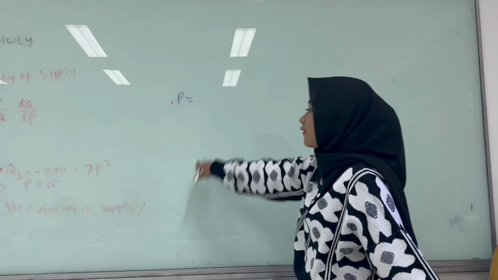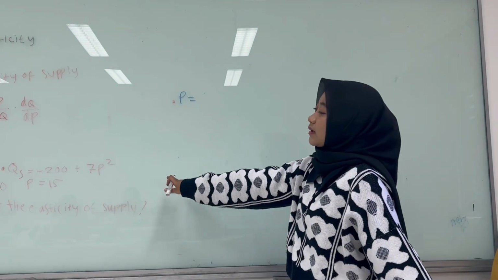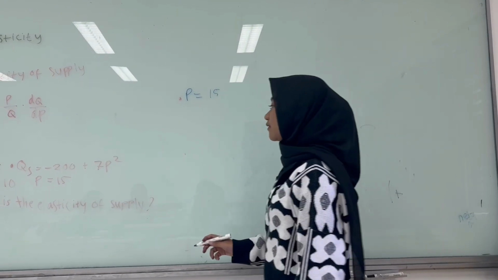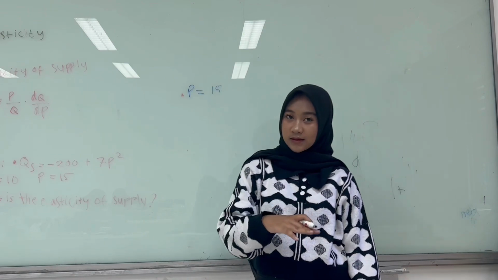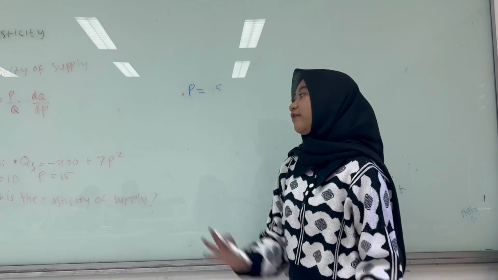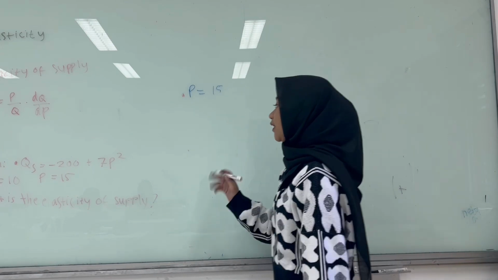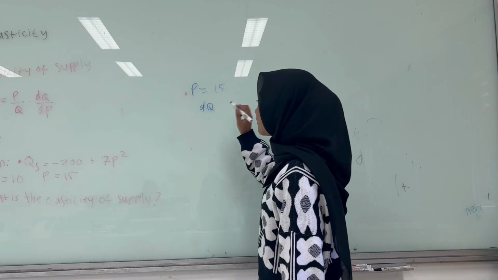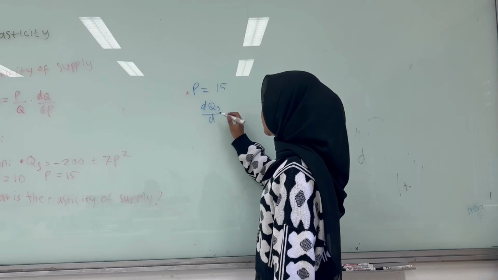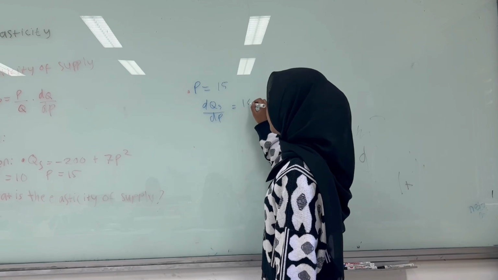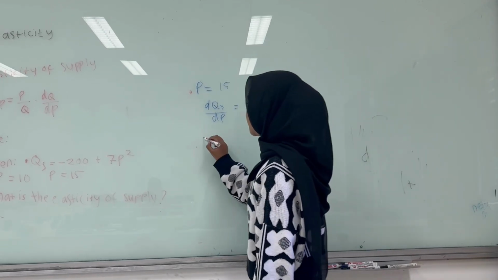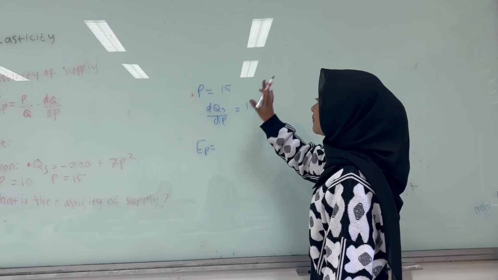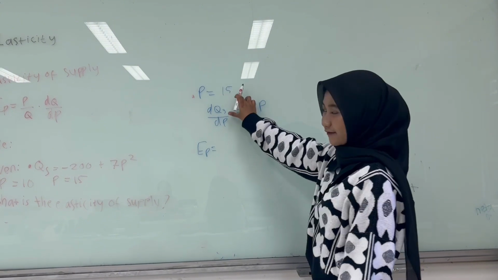Okay, now we find it for P equal to 15. So before this, we find the first derivative of QS, and the first derivative of QS is 14P. So we find the EP. The P we change with 15.